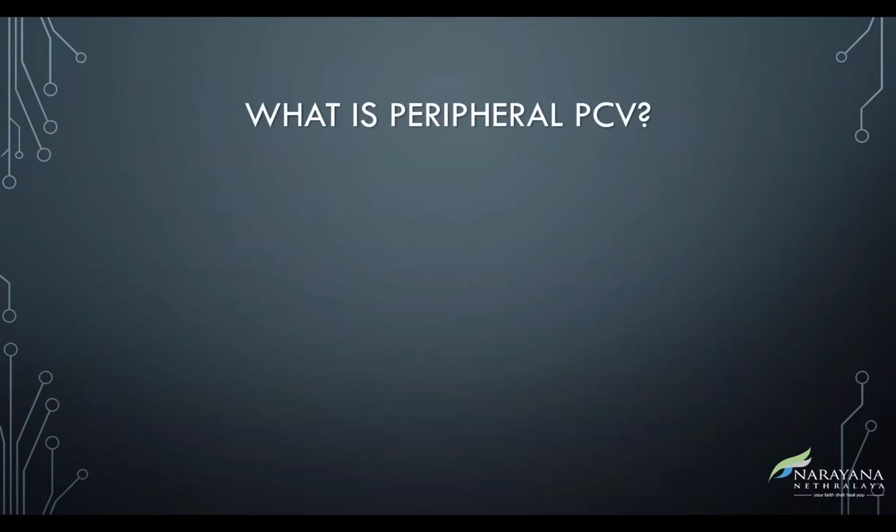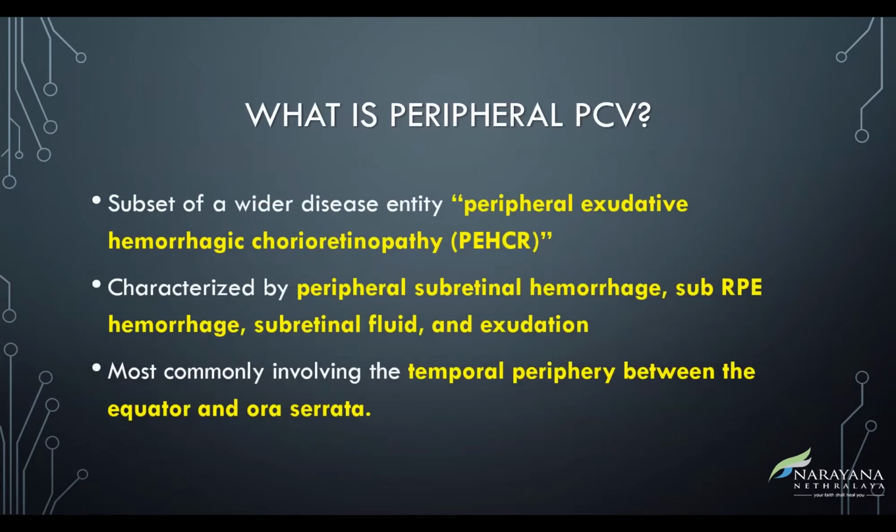Now, what is peripheral PCV? Peripheral PCV is a subset of a wider disease entity, peripheral exudative hemorrhagic chorioretinopathy, or PEHCR, which is characterized by peripheral subretinal hemorrhage, sub-RPE hemorrhage, subretinal fluid, and exudation. This most commonly involves the temporal periphery between the equator and the ora.